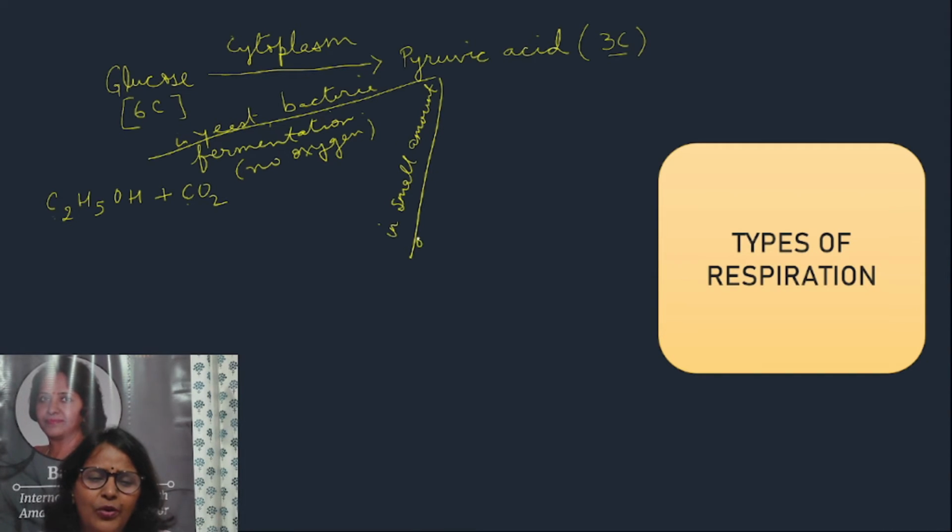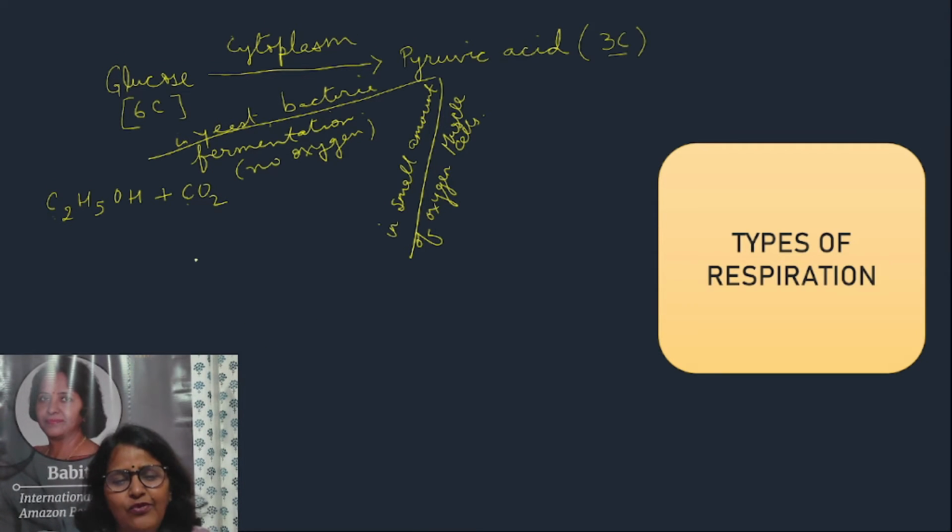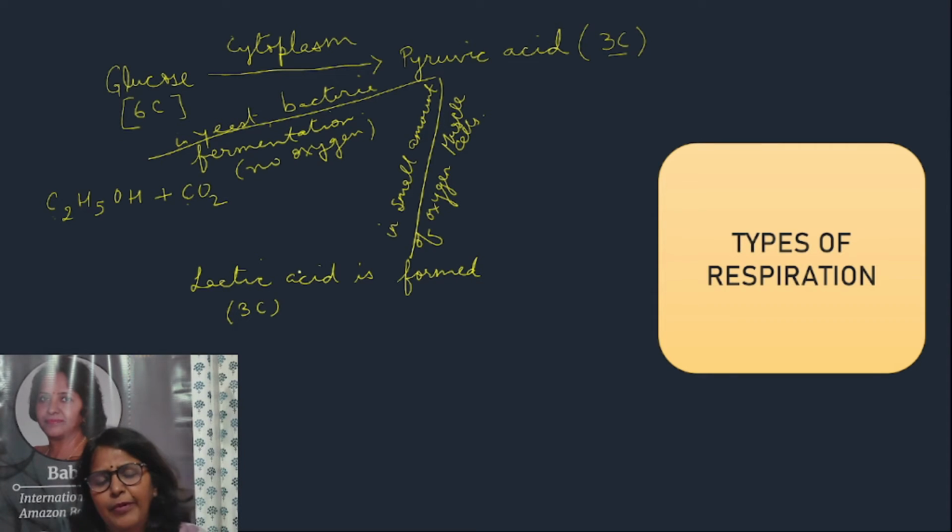In a small amount of oxygen in muscle cells, what will happen over here? Lactic acid is formed, which is a 3 carbon compound. So no carbon dioxide is formed in this case, but this causes muscle fatigue.